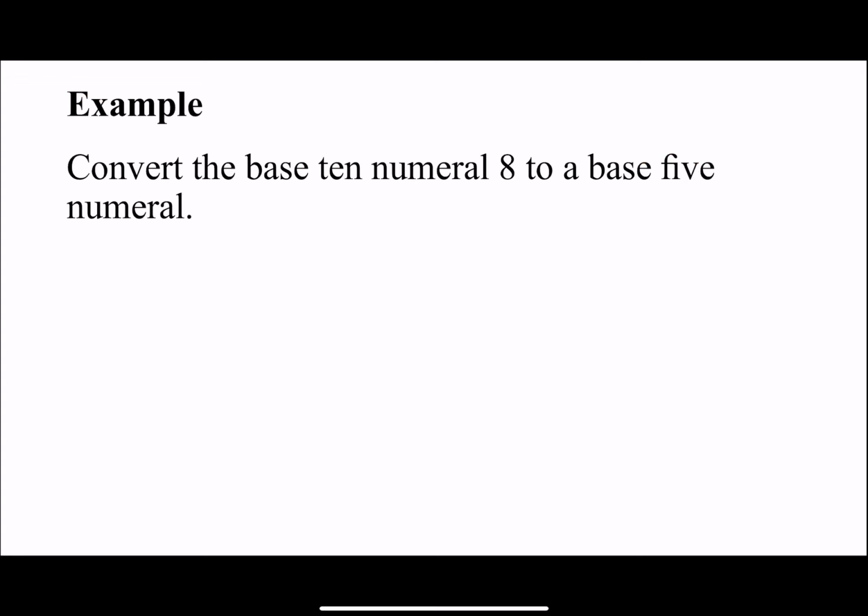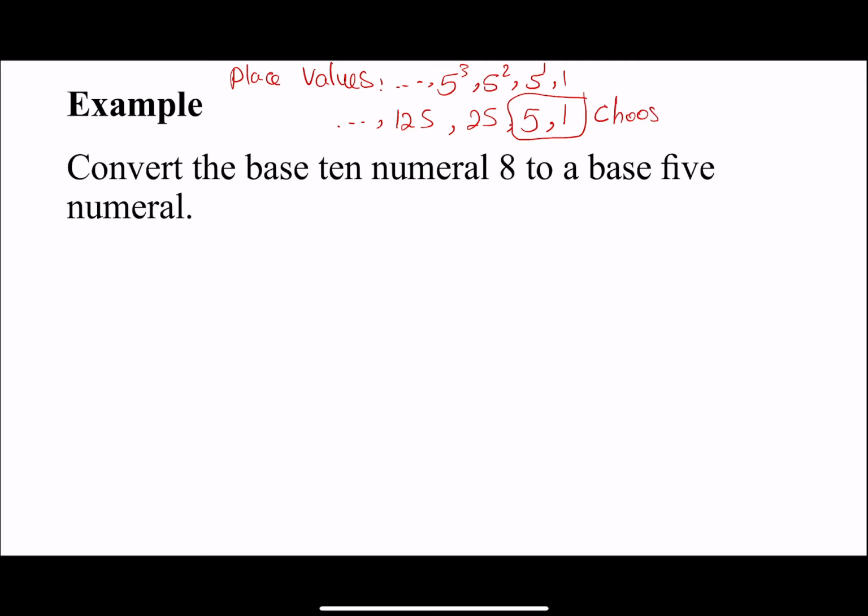Okay, so first of all, I write down the place values for base 5. So 1, 5 to 1, 5 to the second power, 5 to the third power, and so on. Well, 1 is 1, 5 to 1 is 5, 5 squared is 25, and 5 to the third power is 125, and so on. You want to convert 8. So which place values are equal or less than 8? 1 and 5. So we choose these ones.